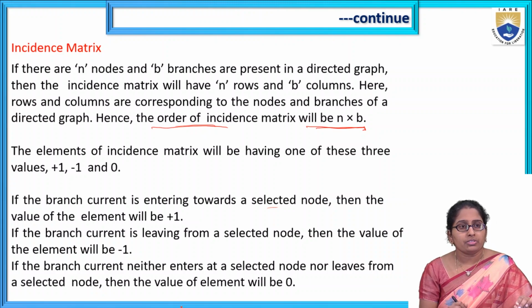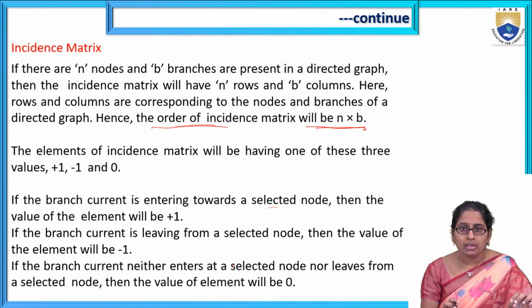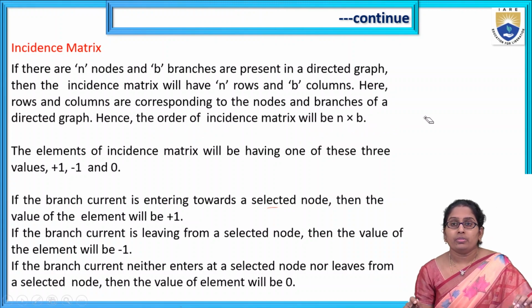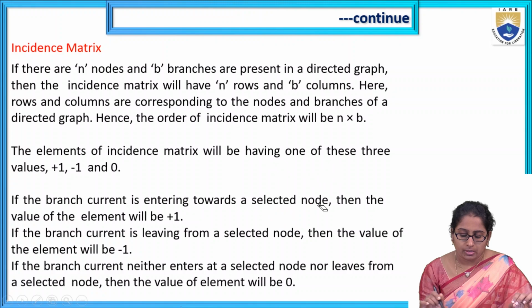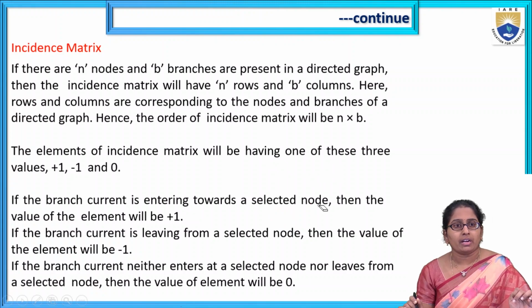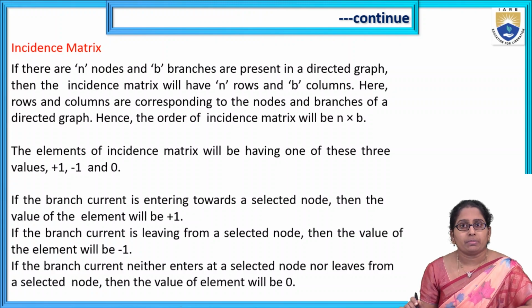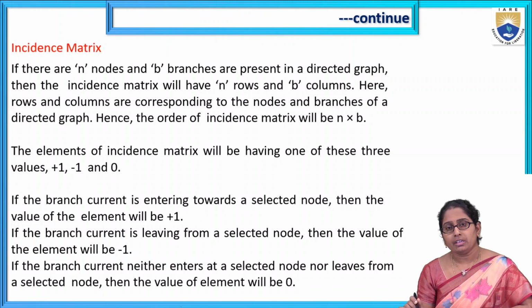If a particular branch is in no way connected to a selected node, neither entering nor leaving from it, then the value of the element will be 0. So that is how the incidence matrix will be formed. Now we look at a problem. We take a directed graph example and write down the incidence matrix for that graph.